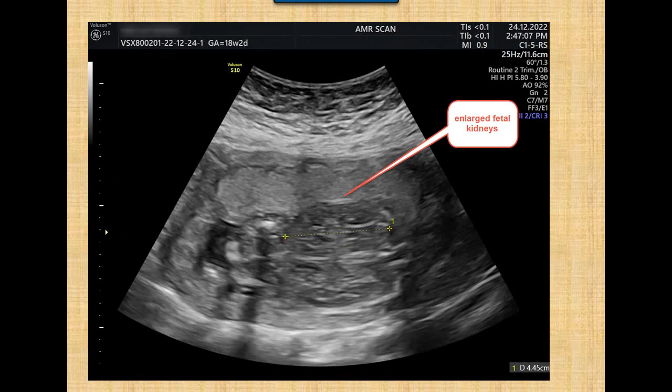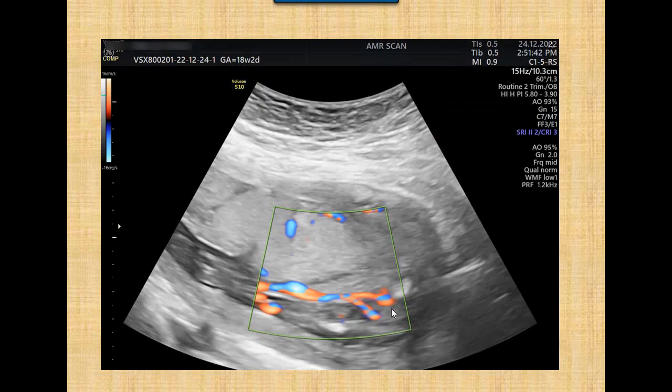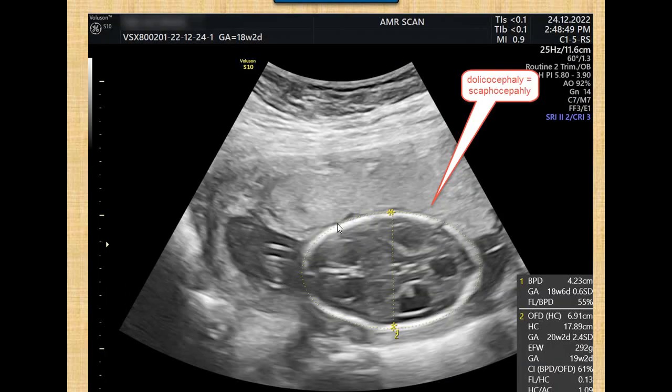Here is the image series. Significantly enlarged polycystic fetal kidneys, bilateral. The fetal urinary bladder was non-visualized along the study, as well as on follow-up 30 minutes later. The scaphocephaly with the ventriculomegaly and cystic posterior fossa. The cephalic index was significantly diminished at 61%. Normal is 70 to 86%.